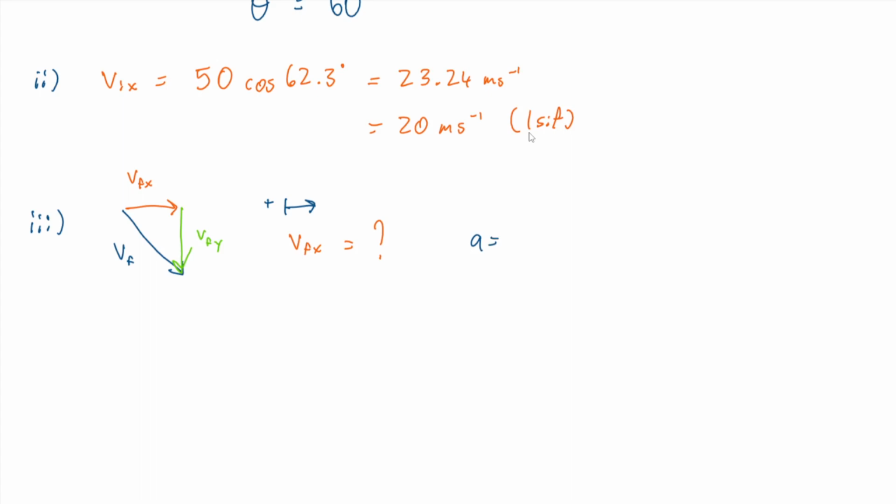we know acceleration is 0. What else do we know? We know initial is 23.24. Do we know distance? Nope. Time? Nope. Let's have a look at our kinematics equations for some inspiration.